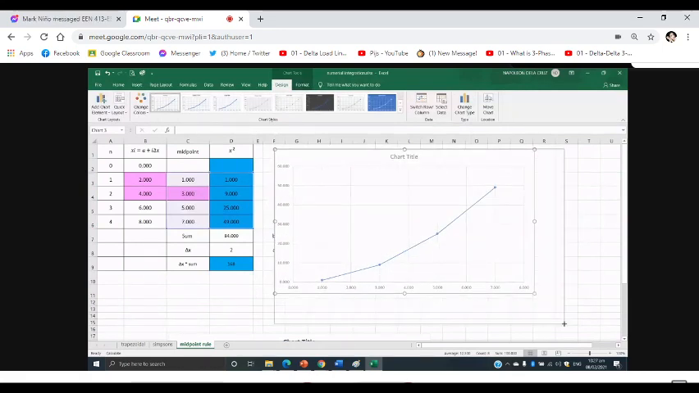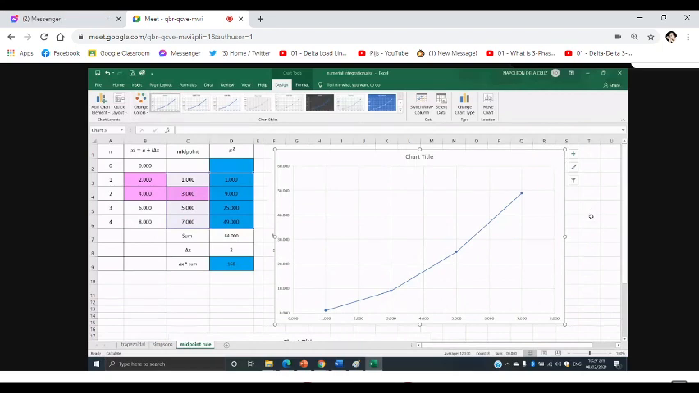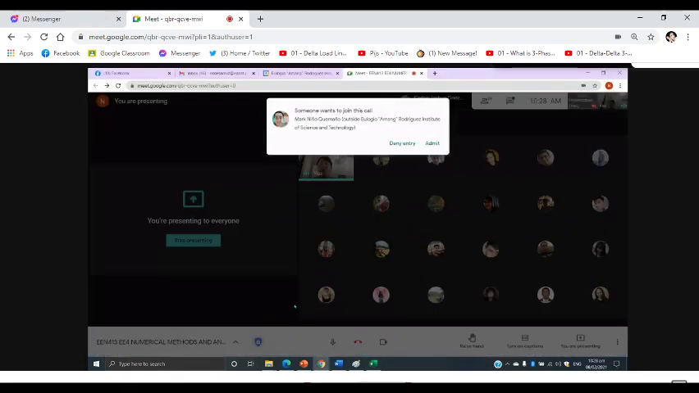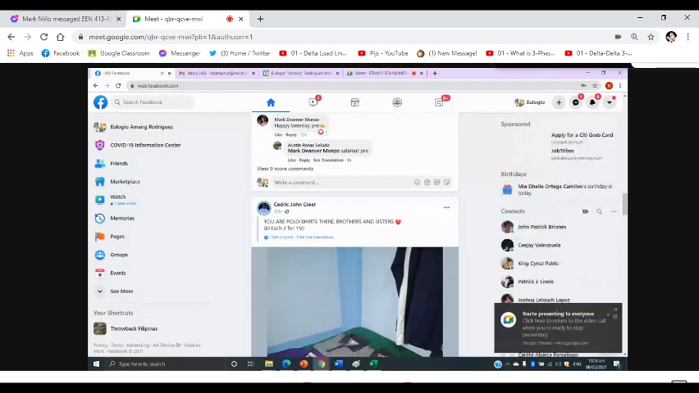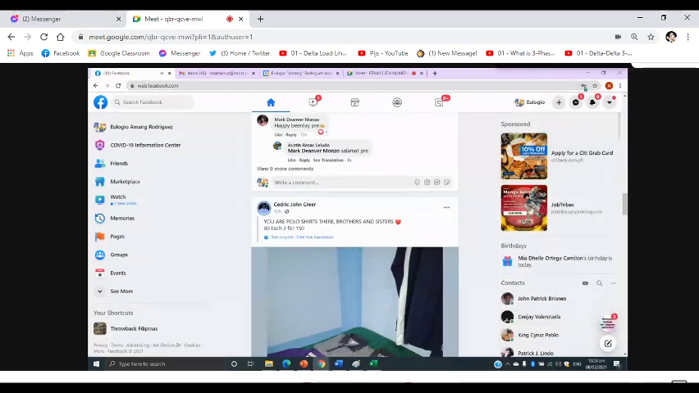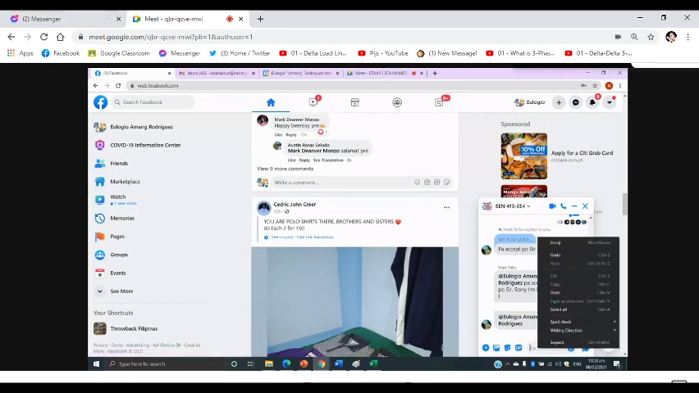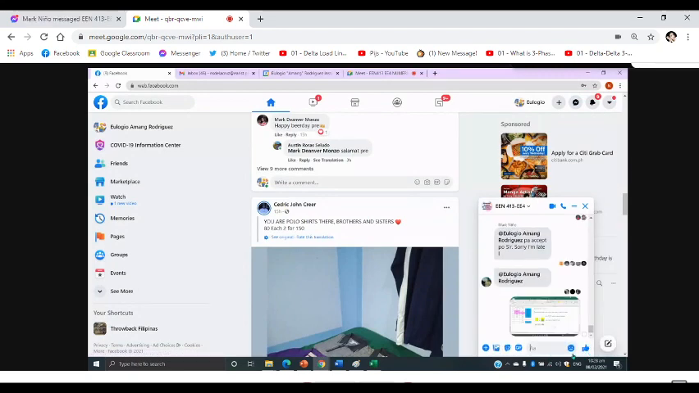Ay, sandali lang. Hindi ko pa yata na-print screen. Padala ko sa inyo. Saan ba kayo? Print, paste, enter.